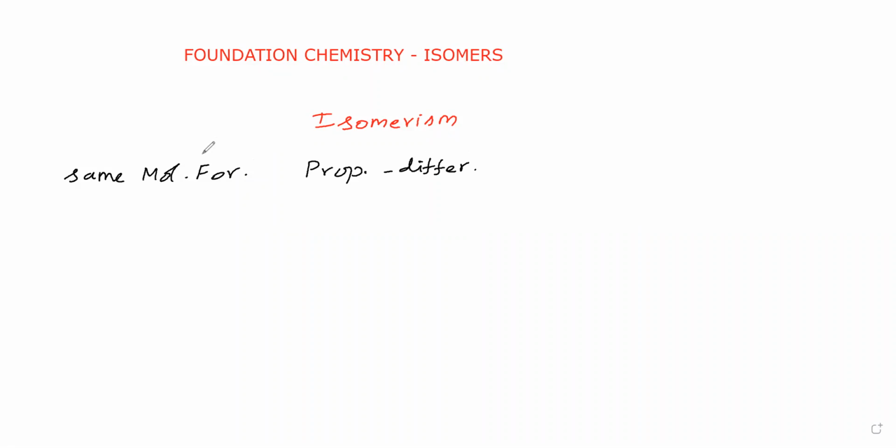Now, in isomerism, two types are there. One is called structural isomerism, another one is called stereoisomerism. Structural isomerism means difference in structures. Stereoisomerism means difference in stereo, that means geometry. Difference in geometry, we can say.